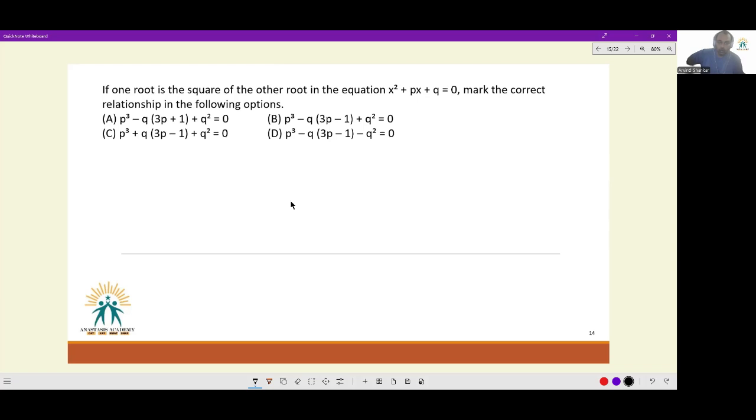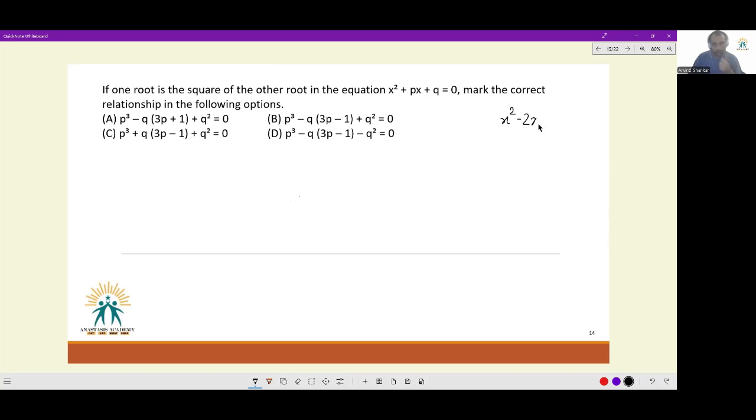If one root is the square of the other root in the equation x square plus px plus q, mark the correct relationship in the following options. Okay. Now see, I will try to use the agricultural method here in order to answer the question. When I say agricultural method, what I mean is the simplified way. Because I look at all these expressions, and I see the terms themselves are remaining the same. It is just that plus minus is changing. So any value that I take, one root is the square of the other root. I will happily take the two roots as 1 and 1.